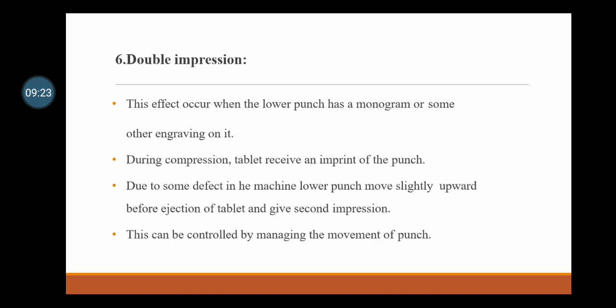Sixth, double impression. This defect occurs when the lower punch has a monogram or some other engraving on it. During compression, the tablet receives an imprint of the punch. Due to some defect in the machine, the lower punch moves slightly upward before ejection of a tablet and gives a second impression. This can be controlled by managing the movement of the punch.